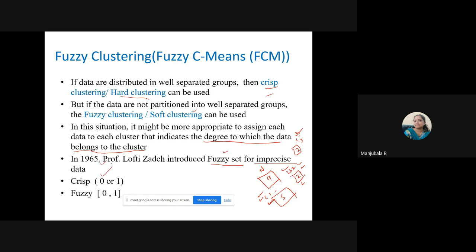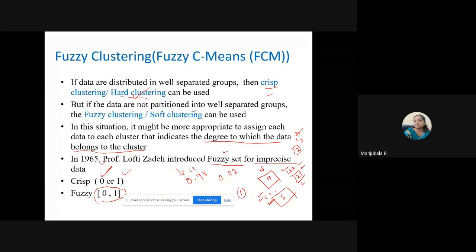So the membership value for the points with respect to a cluster is either 0 or 1 in crisp clustering or hard clustering. But in fuzzy clustering, the membership of a point with respect to a cluster is in the range 0 to 1. For example, it belongs to the cluster C1 with 0.98 and to the cluster C2 with 0.02. So the total sum should be 1. Then we can conclude that point P1 belongs to the cluster C1, but it has membership with respect to C2 as well.